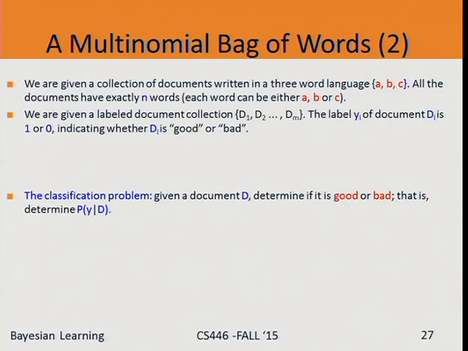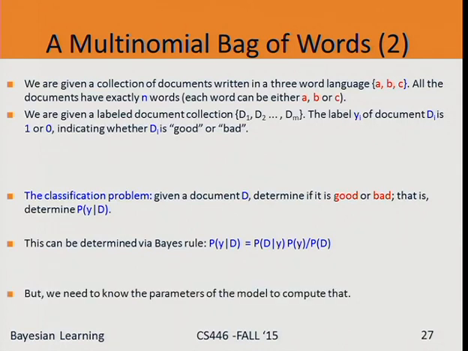So the classification problem is going to be this, right? This is just copying what we had before about the process. To determine if it's good or bad, I'm going to compute the probability of Y given D, which is Bayes' rule. If I have any prior P of Y, I'll put it here. If I don't have any prior, really what I care about is P of D given Y, right? Just maximum likelihood. But either way, we need to know the parameters of the model in order to compute it.